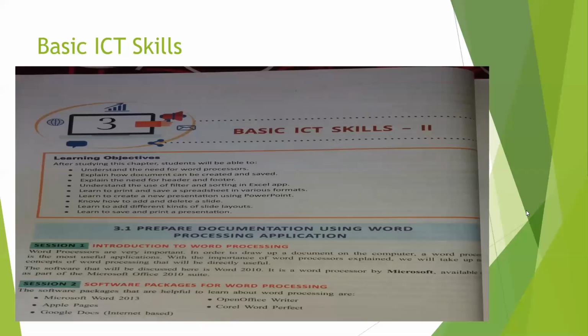So beta, the third unit of your Part A is your ICT skills. First was communication, second was self management, which we have already done, and this is your ICT skills. ICT means information and communication technology skills. In this unit we are going to learn about word processors.